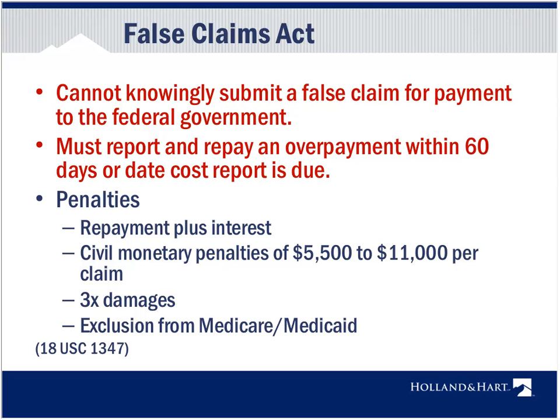So yes, even if you weren't guilty when you submitted that claim, you didn't knowingly submit it in a false manner, if you subsequently learn about it, it converts into a False Claims Act case, and therefore you can be liable for False Claims Act penalties. What are the penalties? Well, at the minimum, it's repayment plus interest, but you're also going to have to pay civil monetary penalties of anywhere from $5,500 to $11,000 per claim.